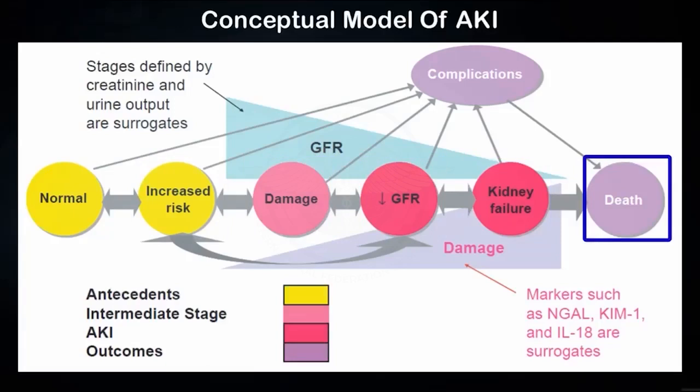So we need to identify the patients early, especially at the stage where they are at an increased risk, so that we can intervene and prevent their progression to damage and decline in GFR to improve the outcomes. Based on this thinking, various AKI classifications were brought up.